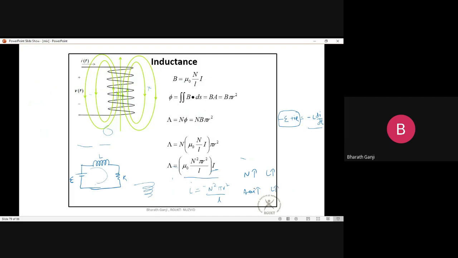And the length is also important. Okay, it is not about the length L, it is N per L. So if the turn density increases, then L also increases.